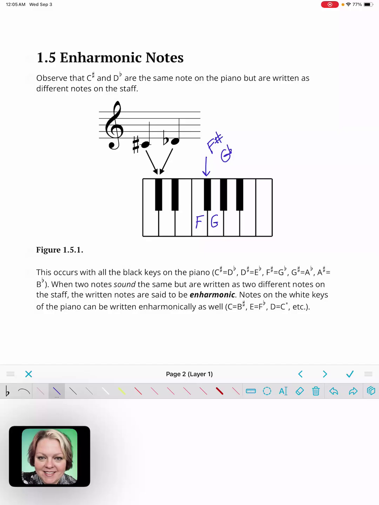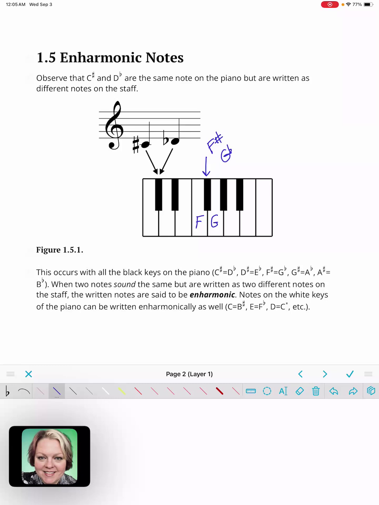Obvious question to ask at this point is like, well, why? Why don't you just call it one or the other? Like, why do you need two different note names for the same key? So there's this thing called tonality, and that's where you may have heard of major chords and minor chords, and they have this particular sound to them, depending on whether or not they're major or minor.